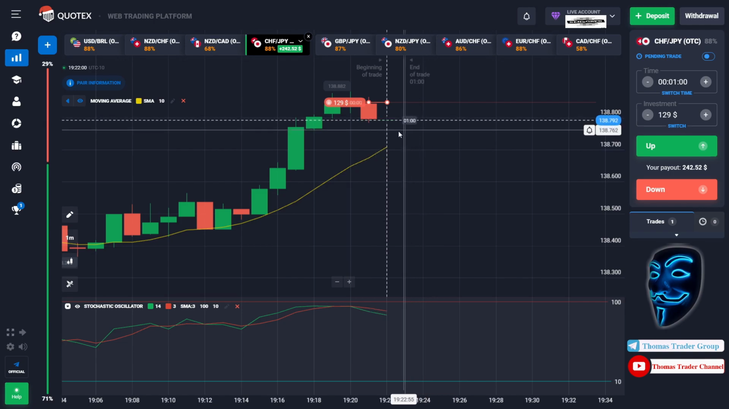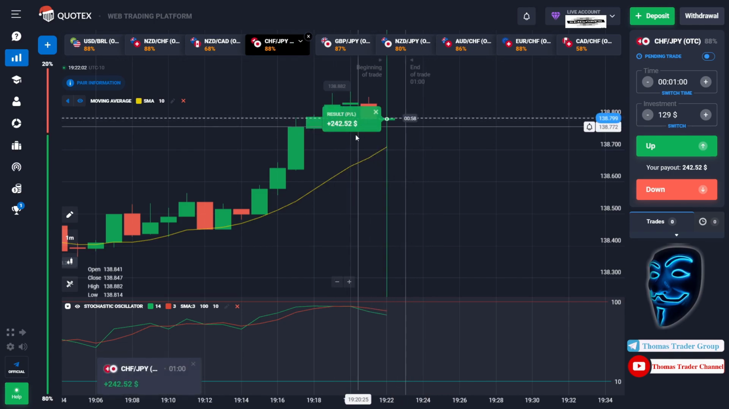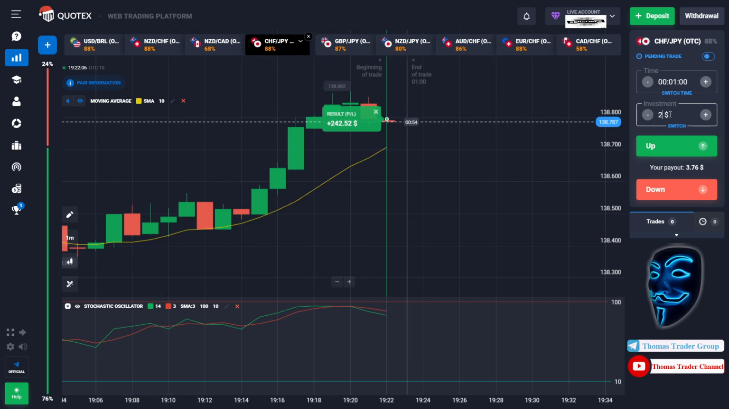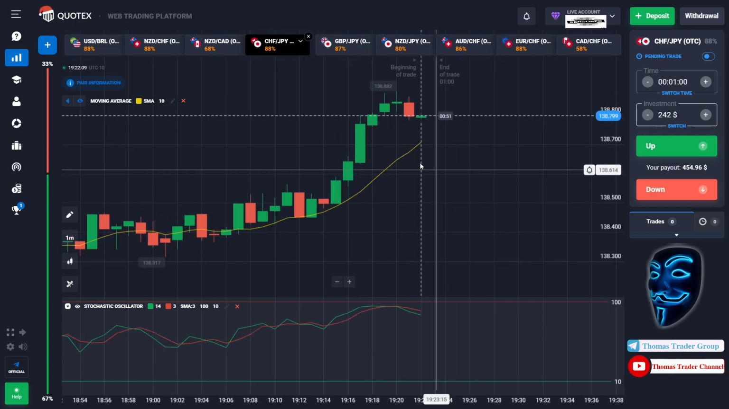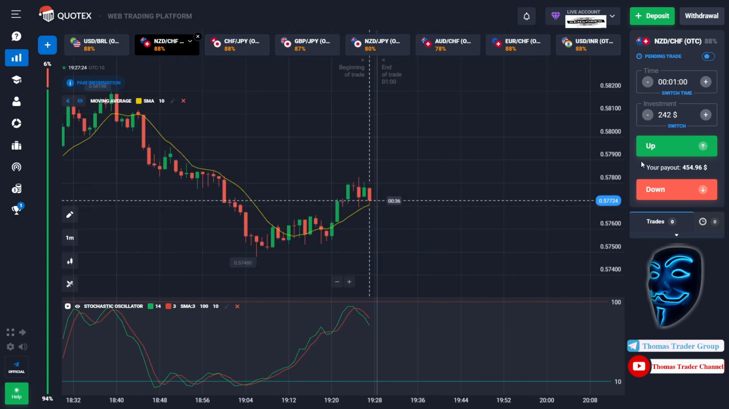We made a right prediction over here. We made a profit of $242. Let's change our investment into $242 and let's find the other market. Over here we can open buy for 1 minute.